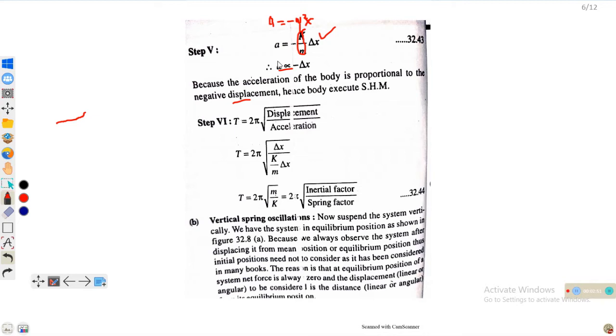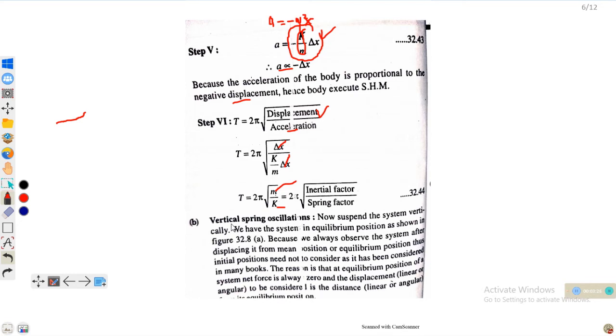If we want to find the time period for this, the time period will be equal to 2 pi under root displacement over acceleration. Displacement is delta x, and acceleration is equal to k over m into delta x. So delta x cancels with delta x, and we are left with 2 pi under root m over k, where m is the inertial factor and k is the spring factor. This is the time period for the spring block system.